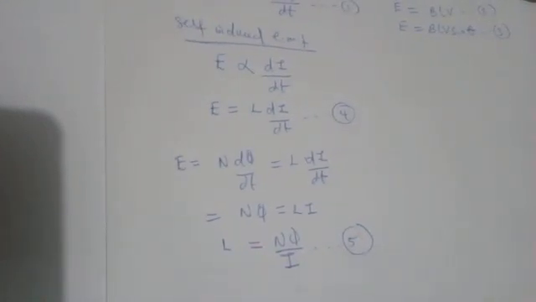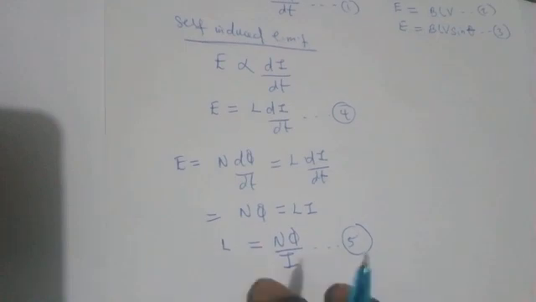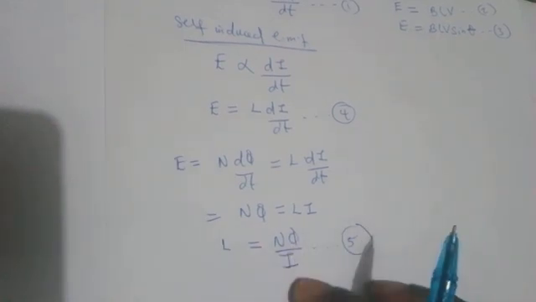So, you can see any of these in the question. That is what we want to do today in this class. So, we have N phi over I. So, it means that the L, that is the constant of proportionality for self-induced EMF, is N phi over I.